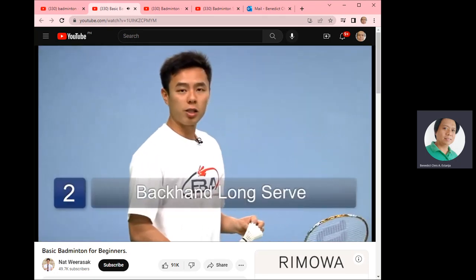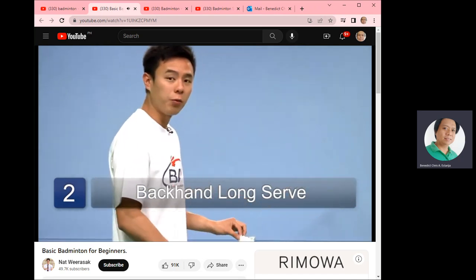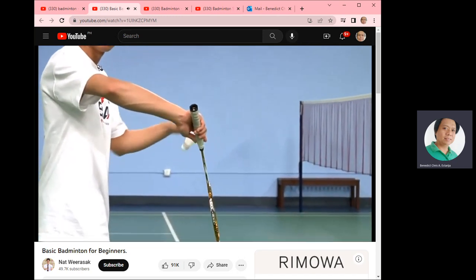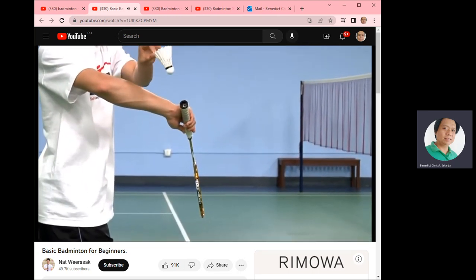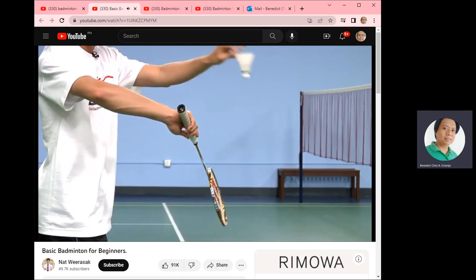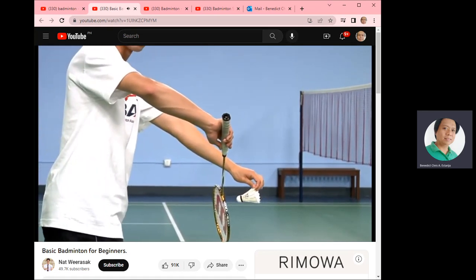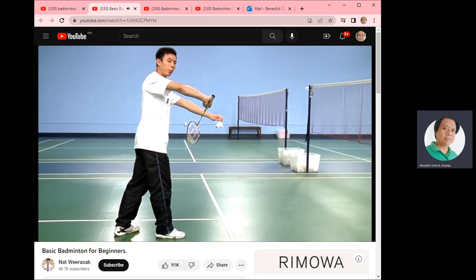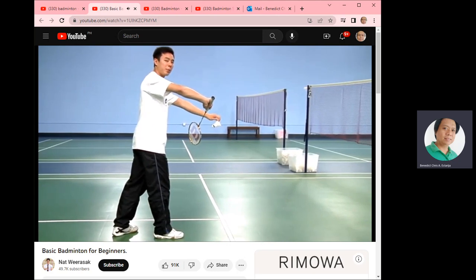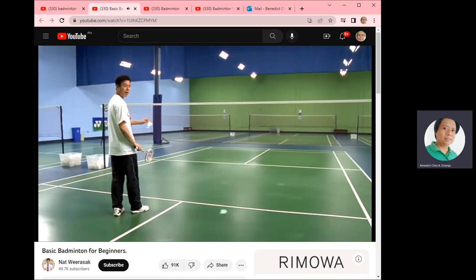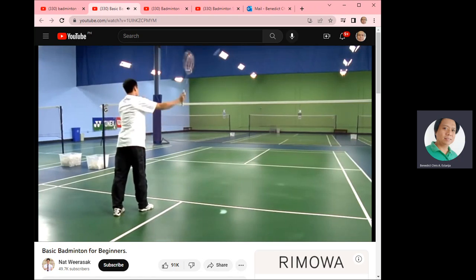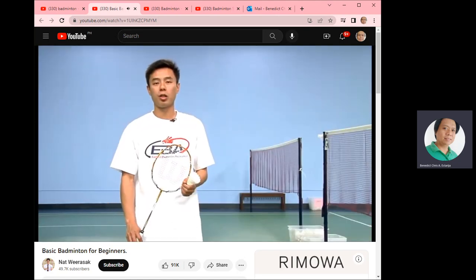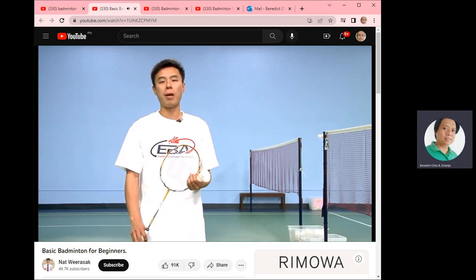To do a backhand long serve, start by positioning yourself with your right foot in front, racket in front, at an angle. Hold the birdie with two fingers onto one of its feathers and position it in front of your racket. Start by pulling back and locking your wrists, and as you approach forward, go at a fast and powerful speed. This is the backhand long serve. And that was the long serve, both forehand and backhand, for badminton.